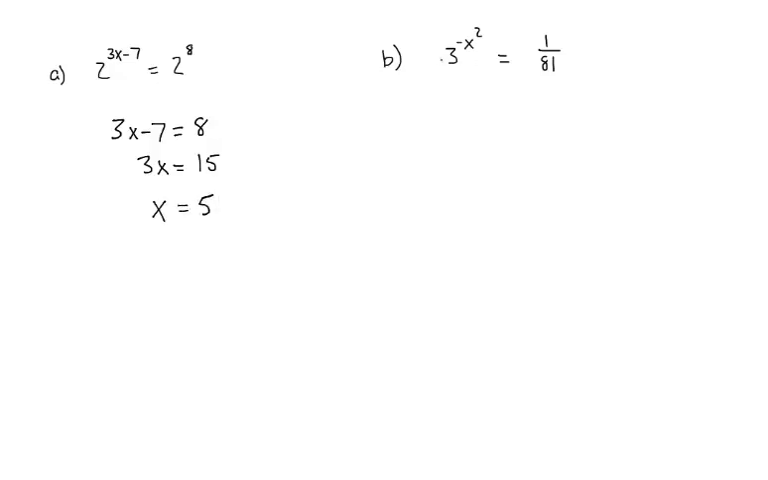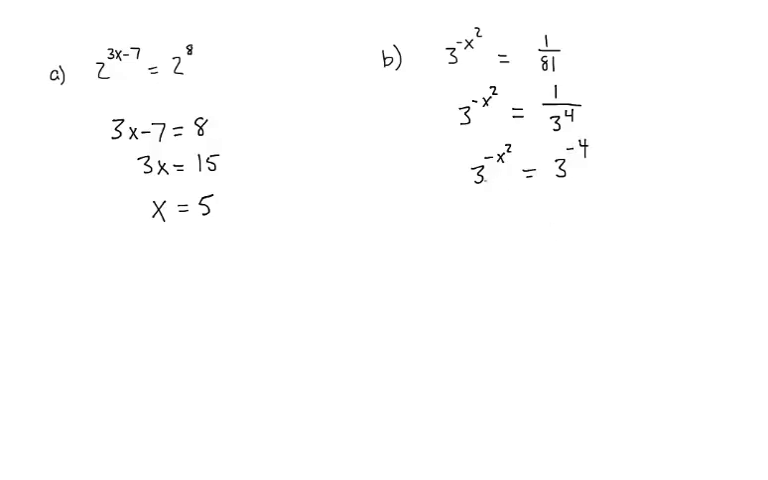In b, we have an example where the bases aren't the same to start. So we have 3 raised to the negative x squared is equal to 1 over 81. So what I want to do is rewrite it with the base being the same. So I'm going to say 3 to the negative x squared is equal to 1 over 81. Now we can write 81 as 3 to the 4th, and then we're going to move it to the numerator. So we have 3 to the negative x squared is equal to 3 to the negative 4.